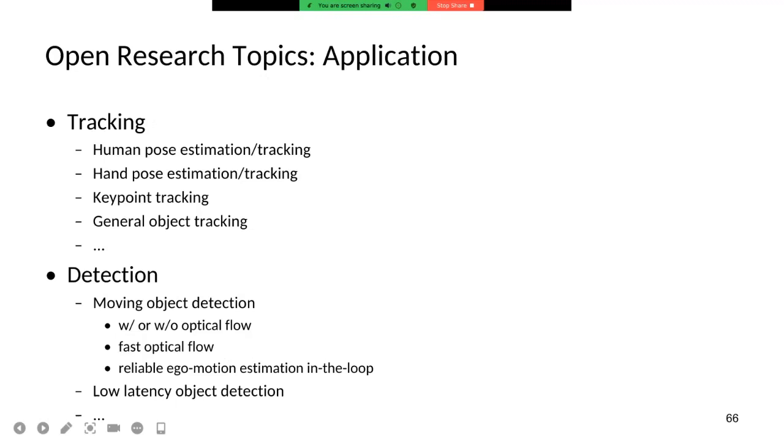So there can be a lot of improvement there. And yeah, this should probably be combined with reliable ego motion estimation in the loop, because typically if you want to extract moving objects, you need to know how the camera is moving with respect to the scene. And I don't think this is solved either. And in the end, for example, low latency object detection is also an open problem. How can we use events to better detect objects at very, very low latency to, for example, stop accidents or stop the car in time?